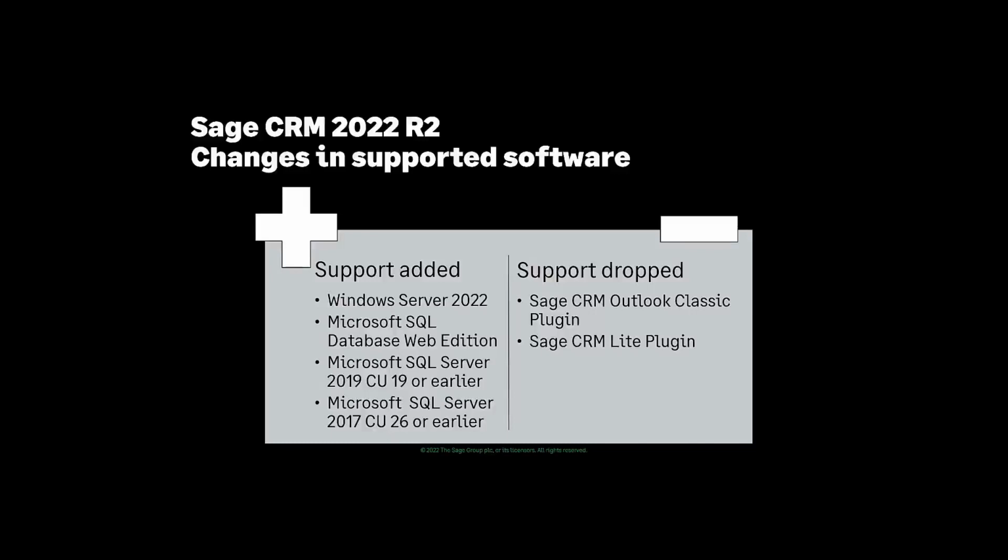That's only dropping the support in the context of Sage CRM 2022 R2. All of the other versions that are supported, 2022 R1 and 2020 R1 and R2, are all still supporting the use of the Outlook Classic plugin and the Outlook Lite plugin in the context of their integration with Outlook.